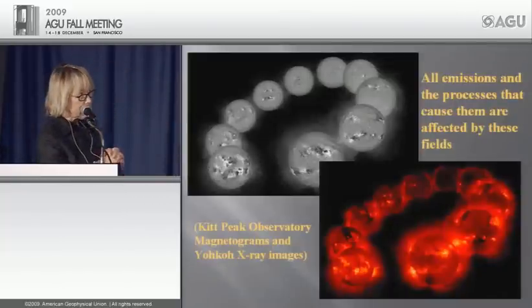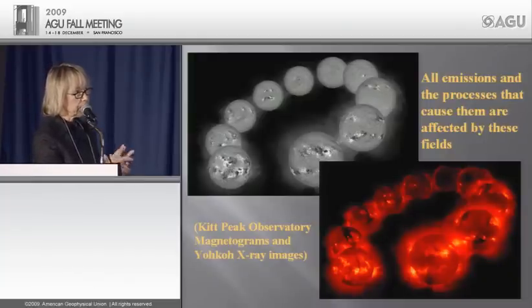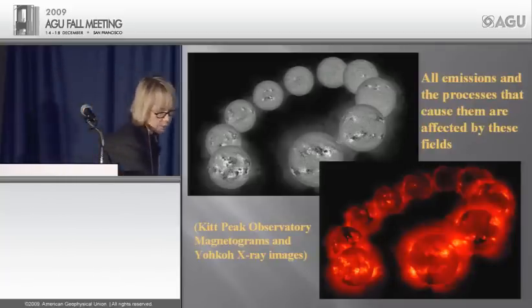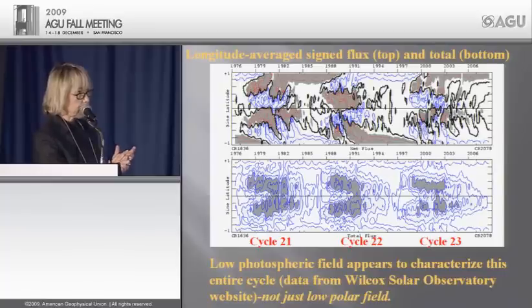And you've probably all seen this nice sequence of Yohkoh images in soft X-rays and the corresponding magnetograms that just reinforce the fact that all processes that we know about on the sun are affected by the pattern and presence of these magnetic fields and their cycle. It was already said earlier that the overall field of the sun right now in this cycle is weaker than in the previous cycles for which we have measurements.